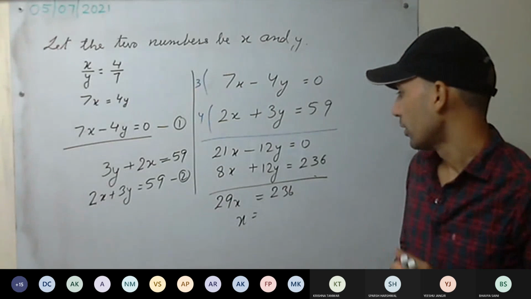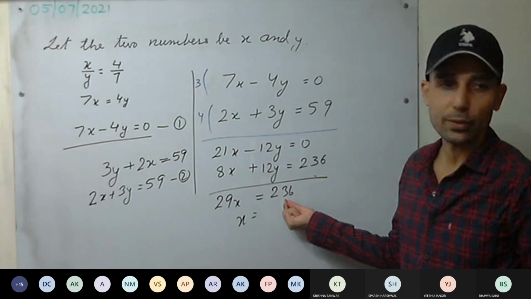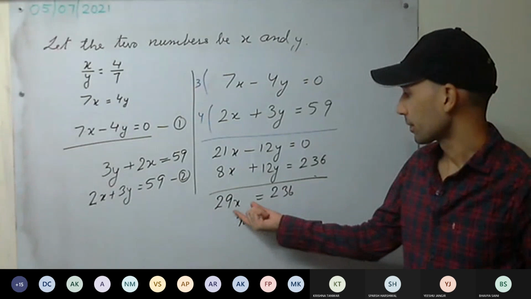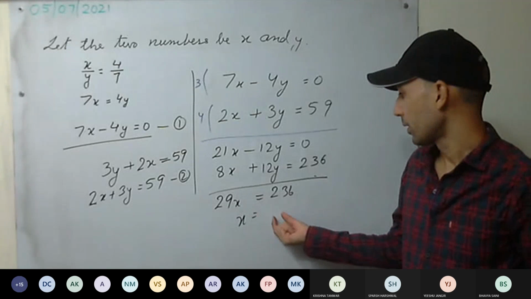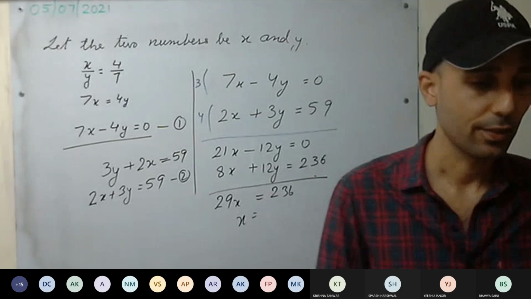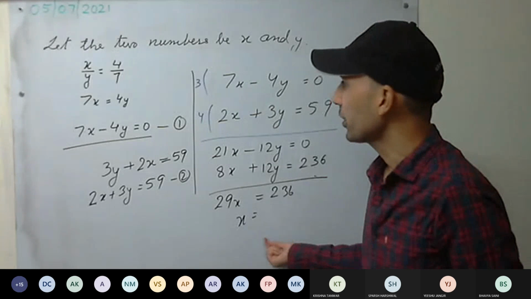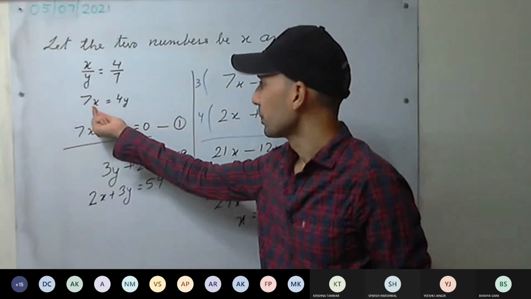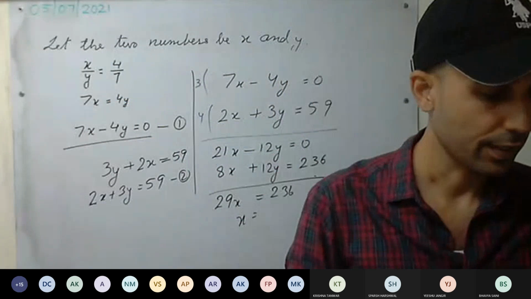Find the value of x. 29 is a prime number, so you can directly check whether it's divisible or not. It's not divisible, I think. So x is 236 upon 29. And to find the value of y, put x here, 4 goes on that side, and calculate the value of y.